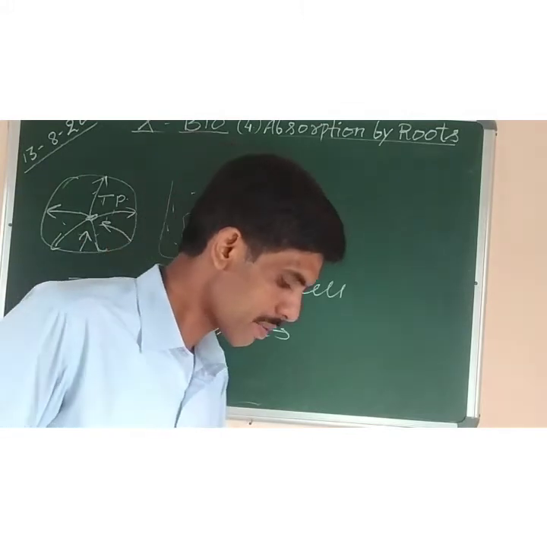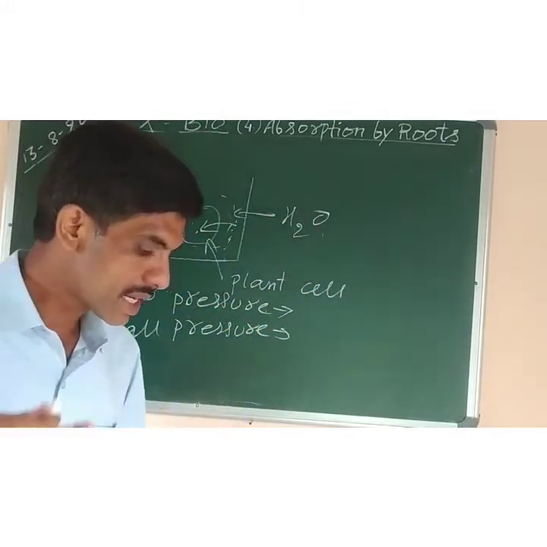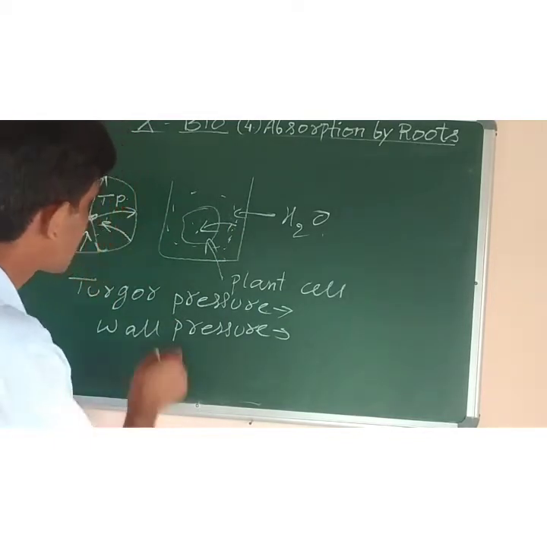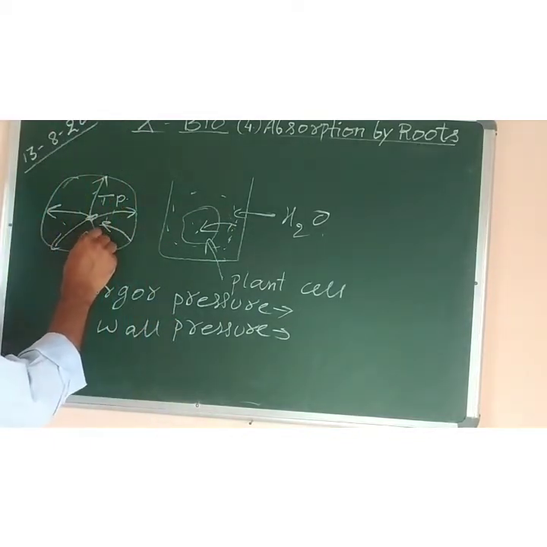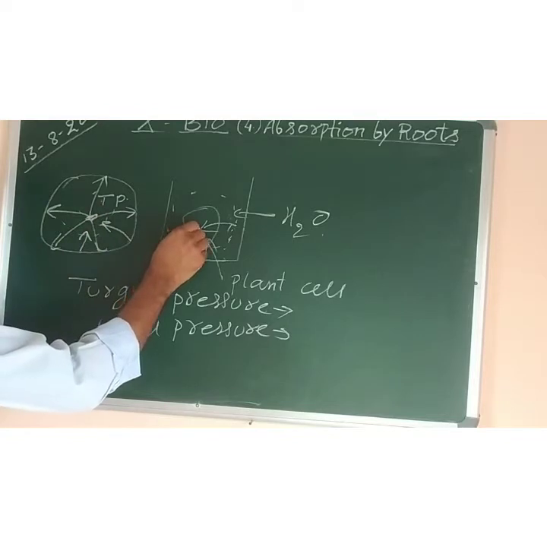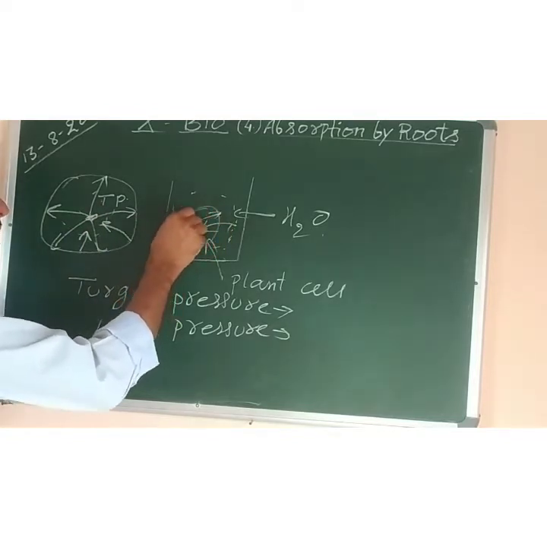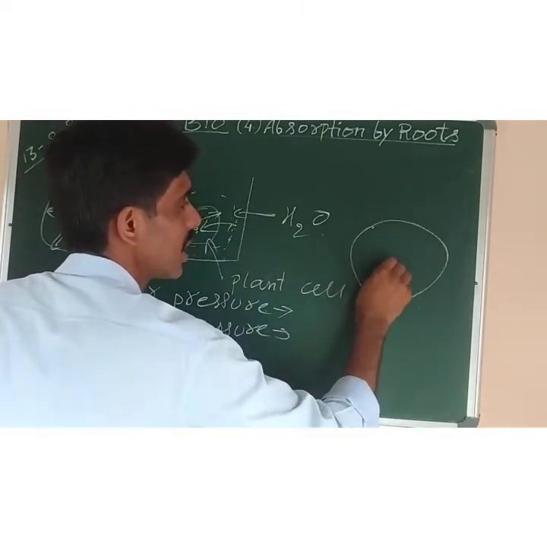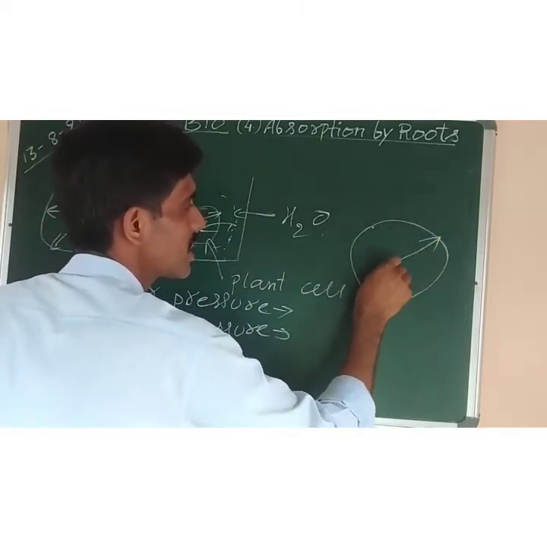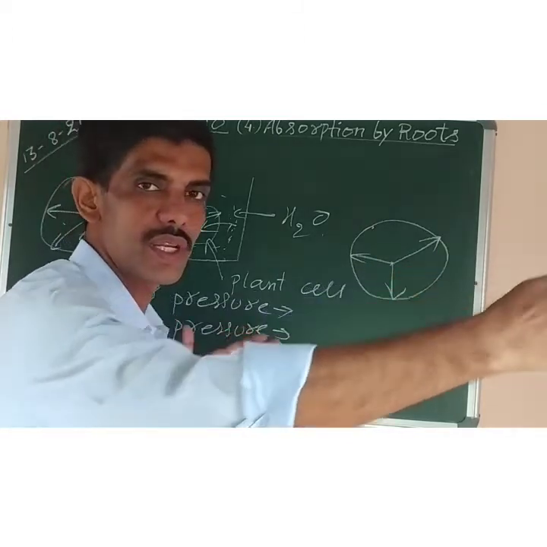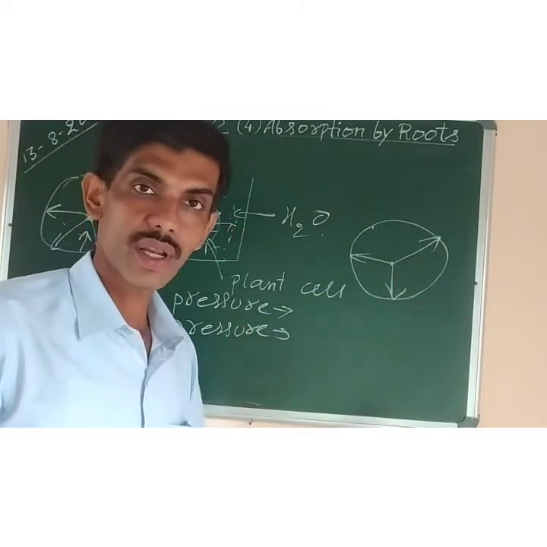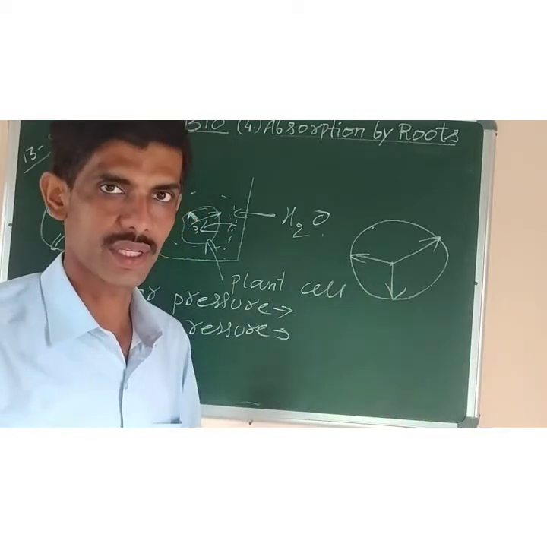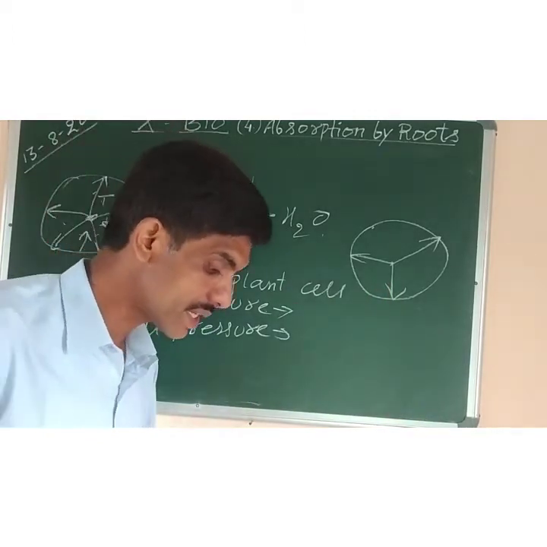Okay, got it now? So what is turgidity? The plant cell in this state is called turgid. When the cell contents are applying pressure on the cell wall, then the plant cell is fully distended. You can see, fully distended. Why? Because the cell contents are applying pressure on it. This state is called turgid, and the condition is called turgidity. So how to define turgidity?